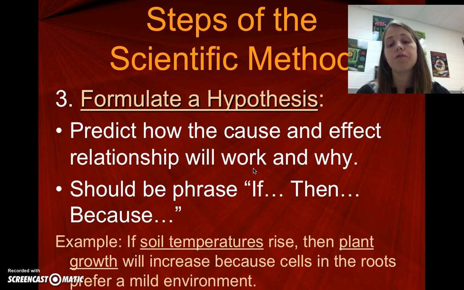So you see the if, it tells us what we're doing, then it tells us what will happen to whatever we're testing, so the effect, and then it will tell us why we think that based on our research or scientific knowledge.